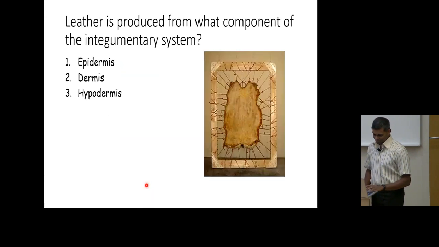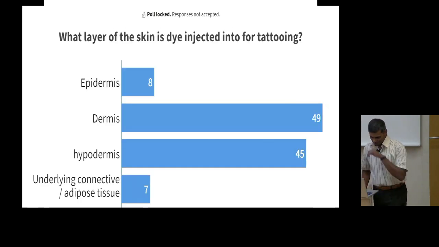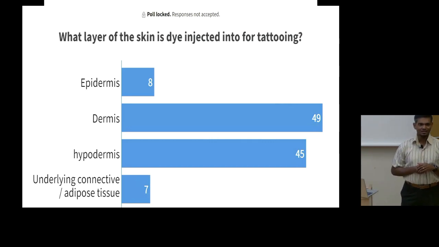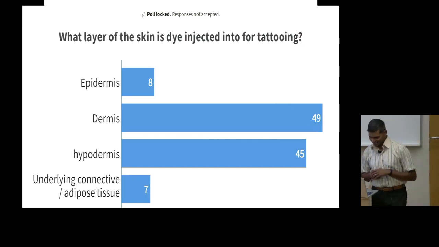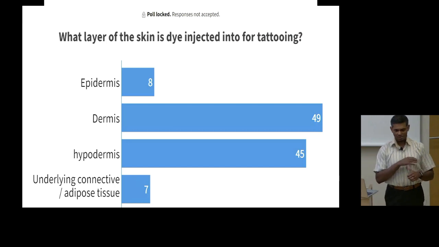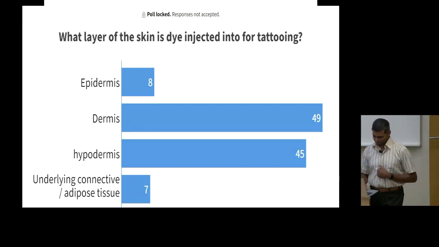Oh, oops, sorry. So most of you said dermis, and that is the right answer. And so that's great. So if it was the epidermis, it would get sloughed off like the henna dye. If you put it in the hypodermis, you can't see it, right? So you want to be able to see it. So it has to be the dermis.